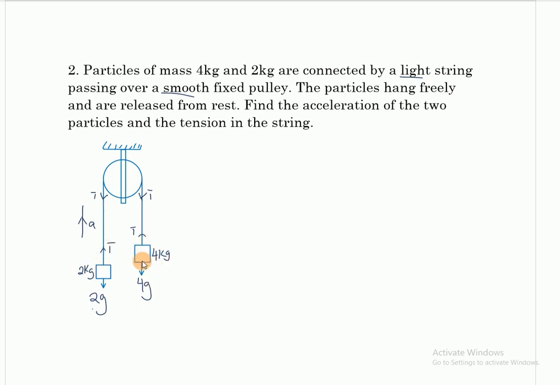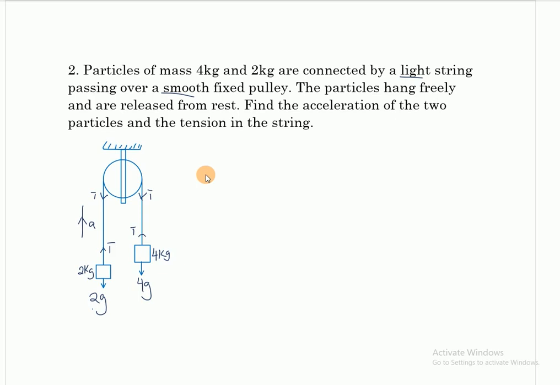In reference to the 4 kilogram mass, the weight is acting downwards, while the tension is pushing the body upwards. So that is how we shall get the resultant as 4g minus the upward tension. So relative to this 4 kilogram body, the tension is acting upwards. That is what we have as far as tension is concerned.